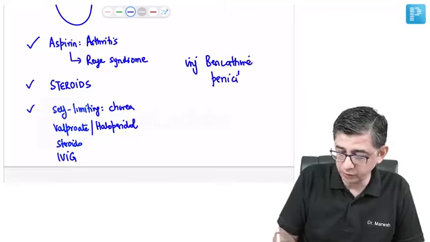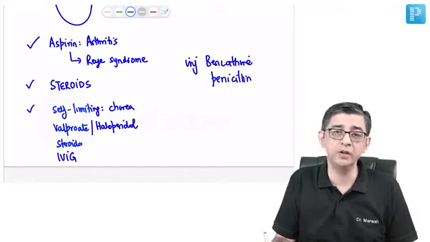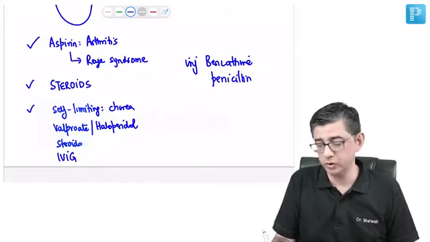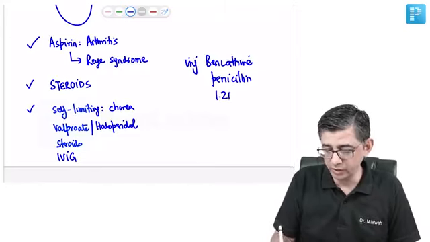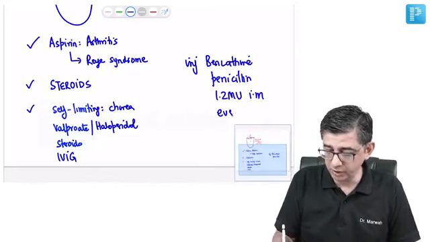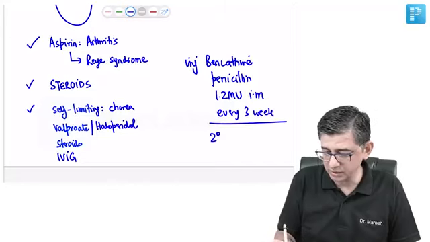Usually we read about 1.2 million units being used, and in the pediatric age group, if the weight of the child is less than 27 kg, you might even read about 0.6 million units also being used. So I'll just write down the traditional fact that you would be using these injections. They would be given every 3 weeks, and the objective here is secondary prophylaxis.